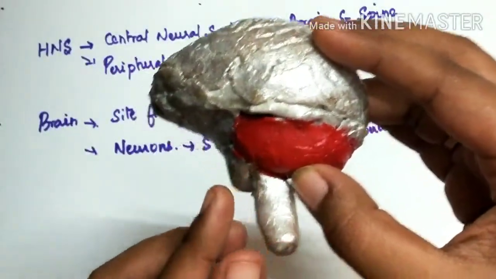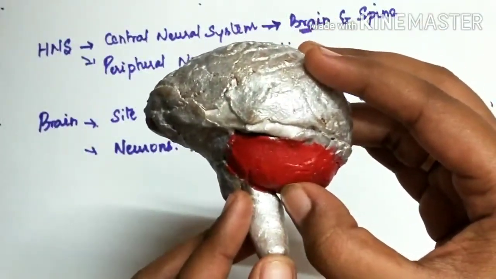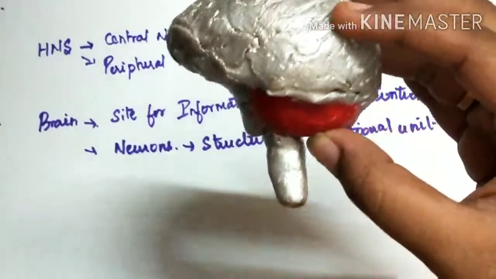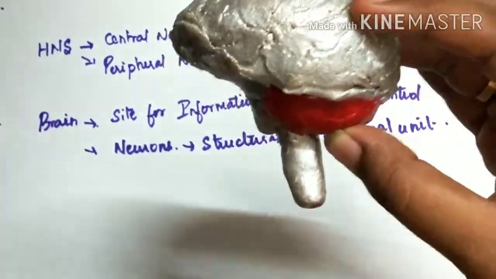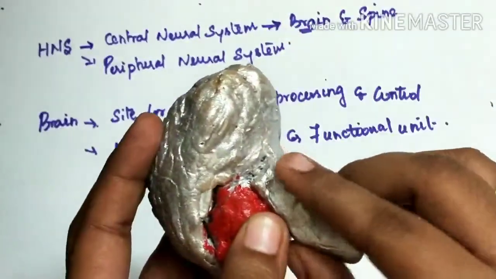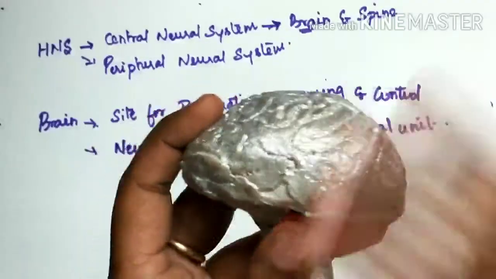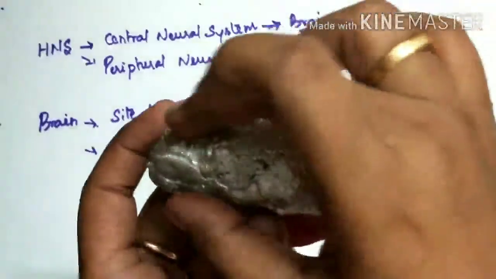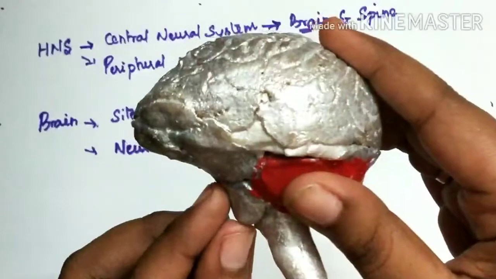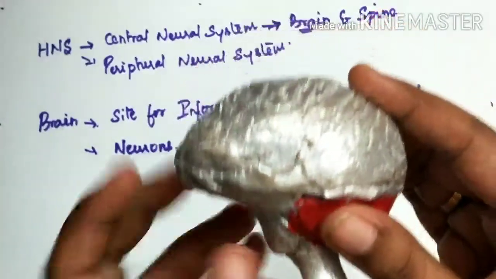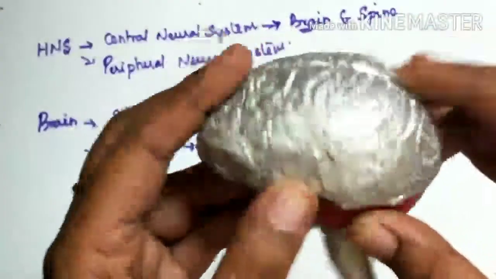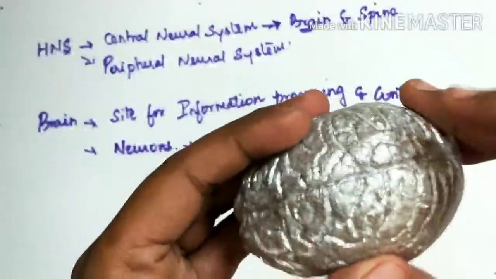Then this is called the medulla, also known as the medulla oblongata, from where our spinal cord arises, running in the vertebral column. And here you can see the pons, the small bulb-like portion. So in the side view you can see the cerebrum, cerebellum and pons. This is the side view and this is the top view.